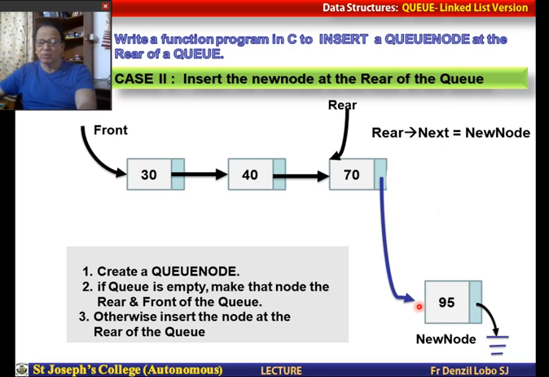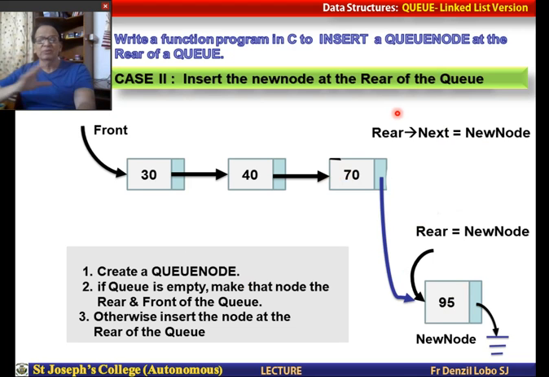Now you have to make this one rear. Till now this is the rear. That is what we do after this. So we say rear is equal to new node. Therefore, earlier the address of this node was the rear. Now the address of this node, which contains 95, has become the rear. So we have simplified the whole queue with having these two, the front node and the rear node. So that is what we are doing.